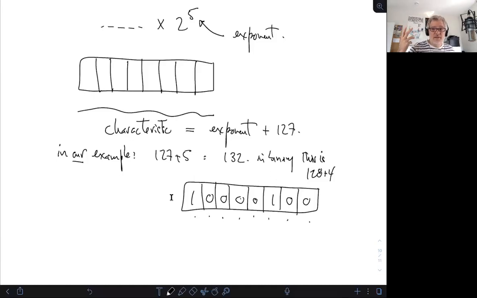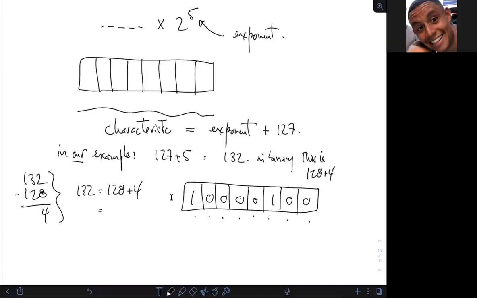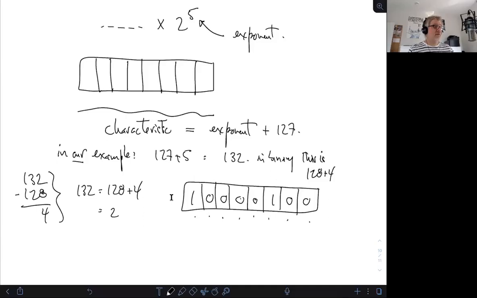So I know 128 is close to 132, right? I subtract 128, and I've got 4 left. So 132 is 128 plus 4. 128 is 2 power 7, and 4 is 2 power 2. So this is here, and this is here.